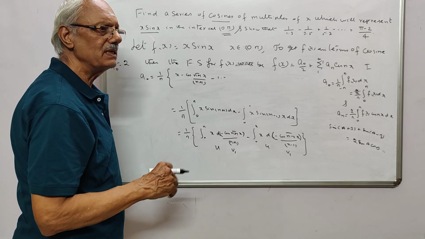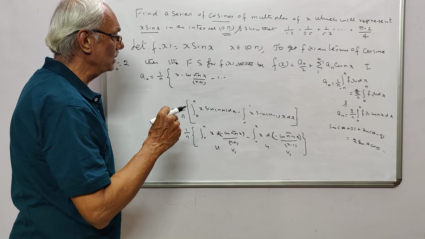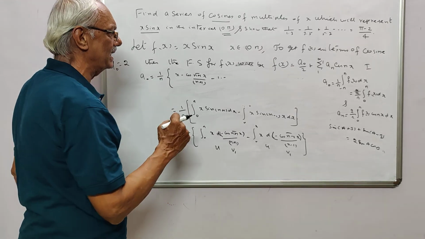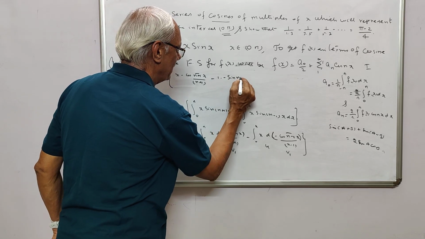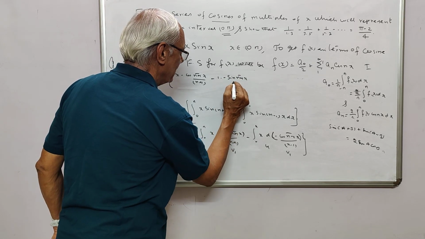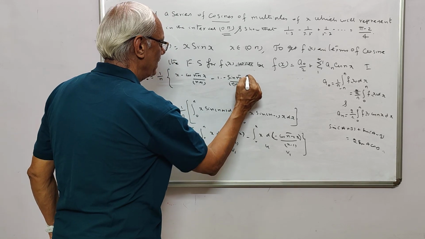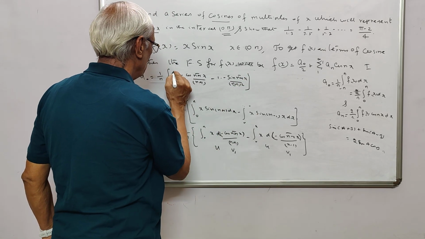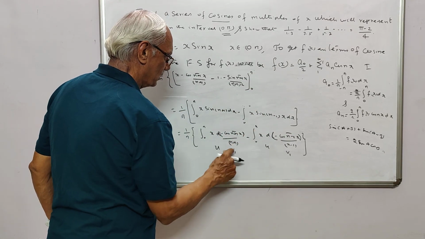What is the integral? It is sine. The integral of cos (n plus 1)x is sine. So it is minus sine. Minus is already there. So sin (n plus 1)x divided by (n plus 1) whole square. And this must be evaluated from 0 to pi. Okay? This is for 0 to pi.